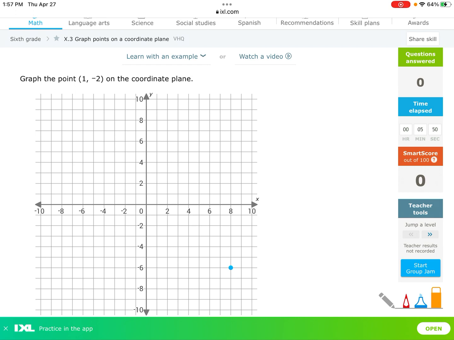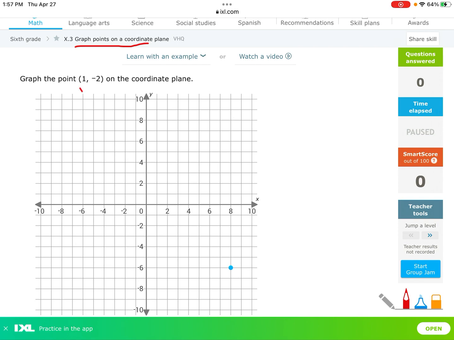I'm going to show you how to do it. Then I'll give you the link in a webmail I send so you can do it. So this is going to be graphing points on the coordinate plane. I want to make sure you know how to do it. So again, I'll give you the link for it.